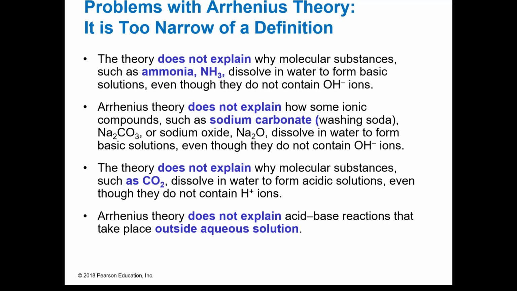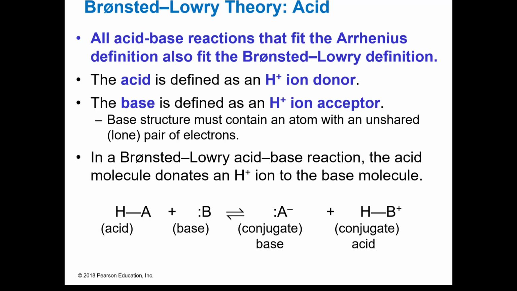So as I said, there are problems with the Arrhenius theory. It doesn't explain why some ionic compounds like carbonates and ammonia don't have a hydroxide present. And so that's why we came up with the Bronsted-Lowry, which can also cover things that aren't necessarily those two definitions. All acid-base reactions that fit Arrhenius will also fit Bronsted-Lowry, but Bronsted-Lowry will have some in addition to that that don't necessarily have that OH.